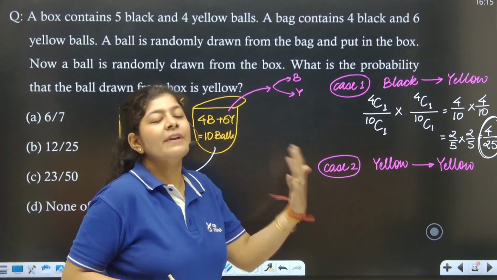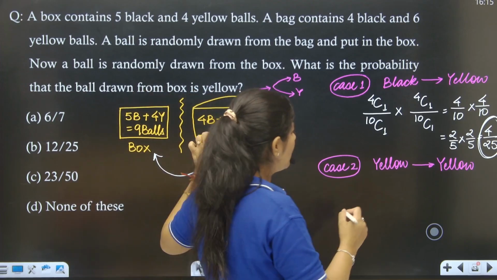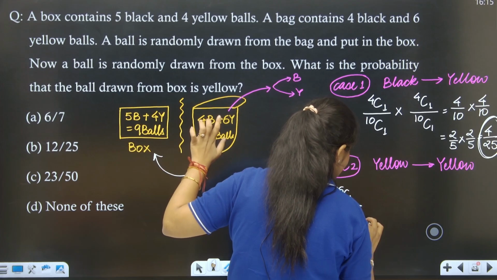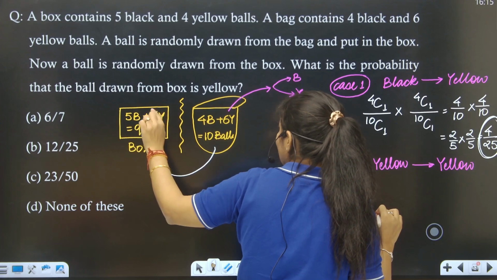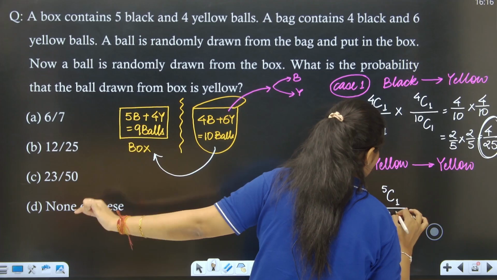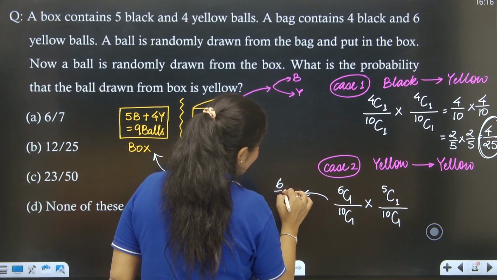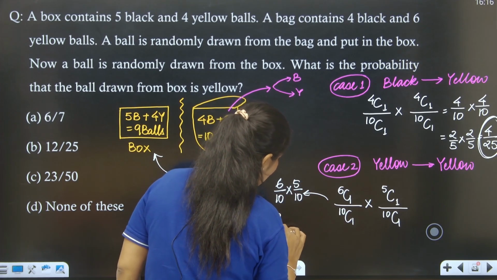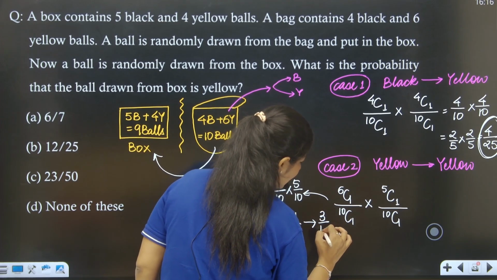Now the case 2 that we are considering over here is we get a yellow ball and we put a yellow ball again. So how many yellow balls do we have? 6, but we only want 1 out of 10 balls. Now if we get a yellow ball, that means the yellow balls are increased over here. Now we have 5 and we want 1 from it, and here it will be 10C1, right? This can be written as 6 by 10 multiplied by 5 by 10. This can be written as 3 by 5 multiplied by 1 by 2. So this can be written as 3 by 10, right?